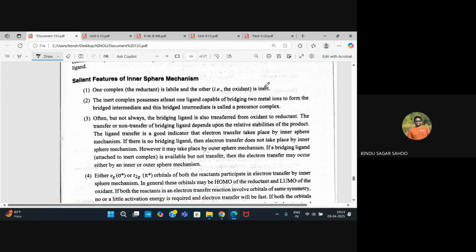Definitely water contains two lone pairs, but after donation of one lone pair of electrons, there will be a positive charge on water, so it cannot donate its other lone pair. But we can say OH minus can act as a good bridging ligand. Cl minus can act as a good bridging ligand. Thiocyanate minus can also act as a good bridging ligand.